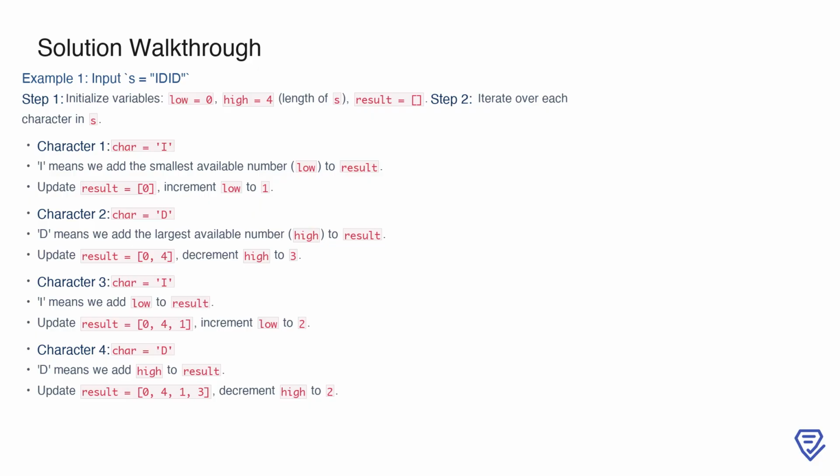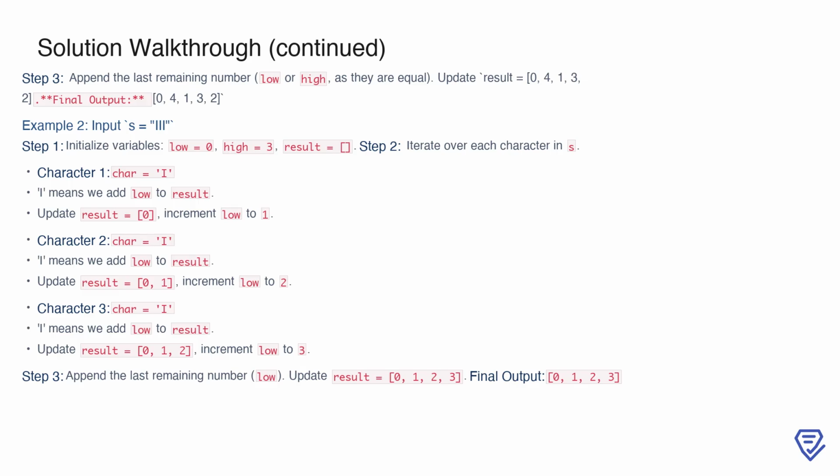Finally, for the fourth character, char equals D, we add the current value of high, updating result to 0, 4, 1, 3, and decrement high to 2. At this point, the iteration is complete, but we still have one number left, as low and high are now equal. We append this remaining number to the result array, updating it to 0, 4, 1, 3, 2. This gives us the final output for this example, 0, 4, 1, 3, 2.